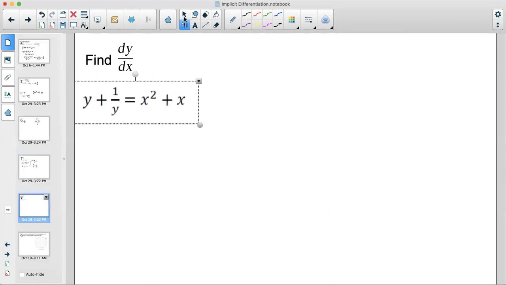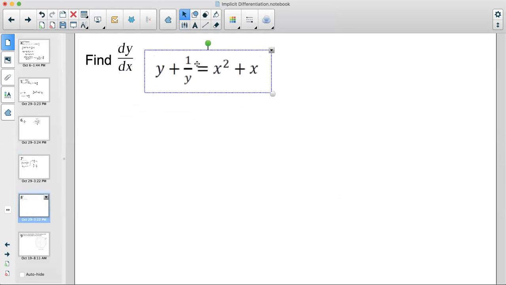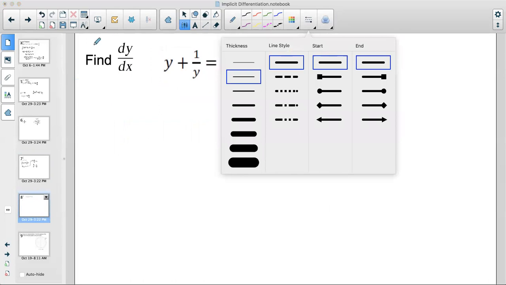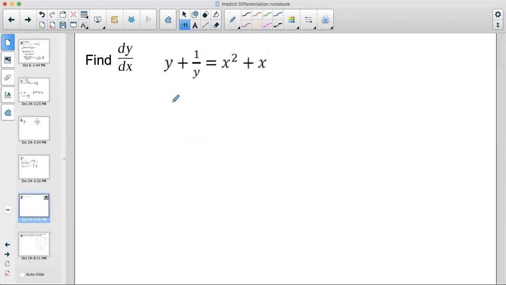This is basically the same thing, a little bit different. You might want to consider rewriting that 1 over y as y to the negative 1 because it might help you take the derivative, but it's not that vastly important, but we probably will. So let's say this is y plus y to the negative 1 equals x squared plus x. I'm going to take the derivative with respect to x of both sides.